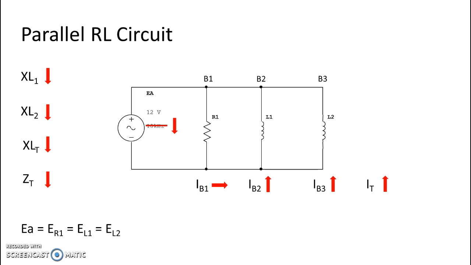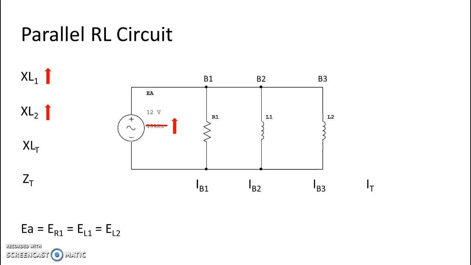Alright, let's try it again, but let's do frequency going up. So here we go. Exactly the same scenario, except in this case, frequency is going to go up. Again, the formulas for XL1 and XL2, or the inductive reactance of your inductors, is a multiplication formula. You put a bigger number in, you get a bigger number out. So in this case, we're expecting that ohmic value of L1 and L2 to go up.